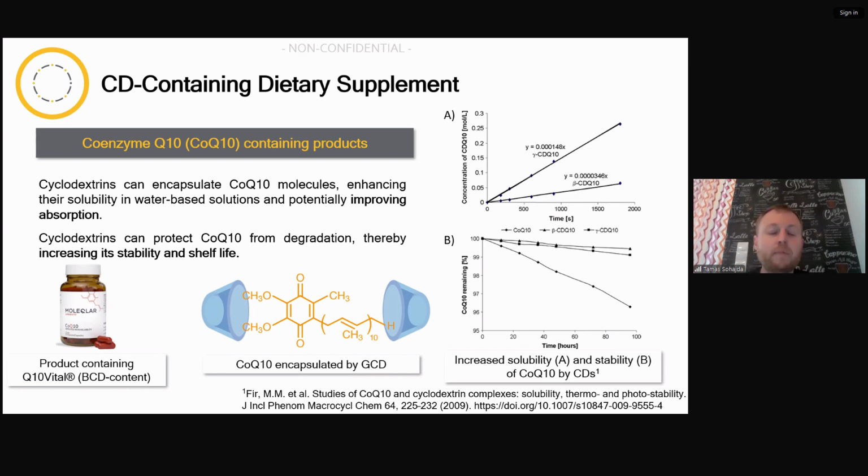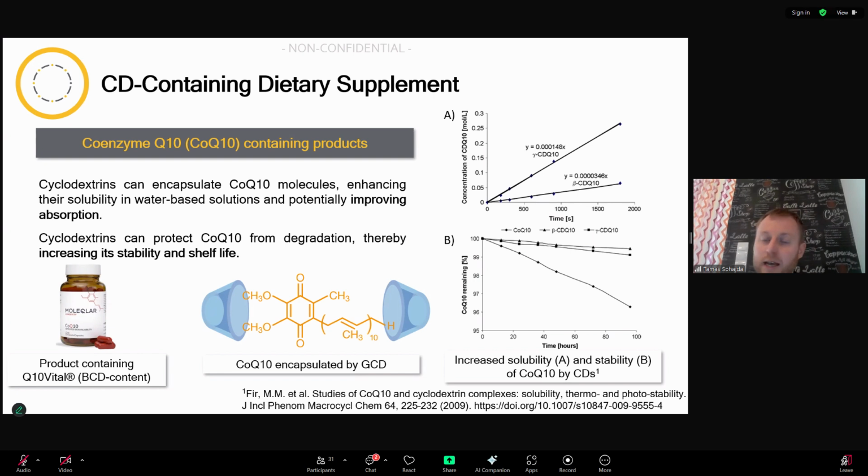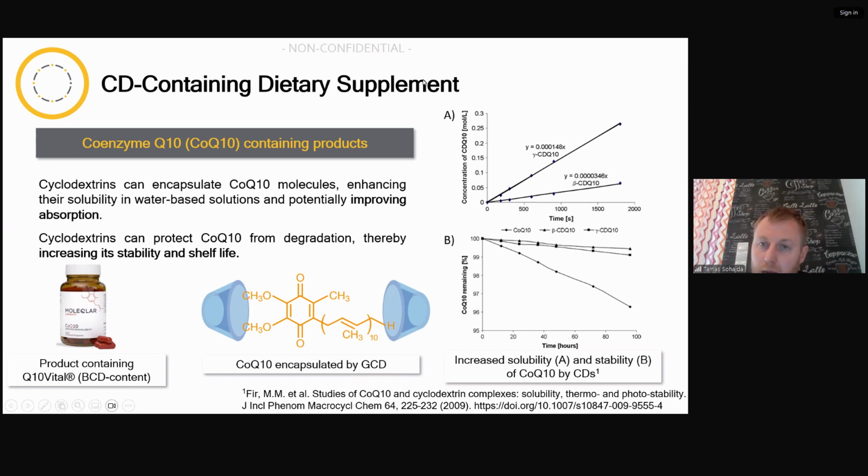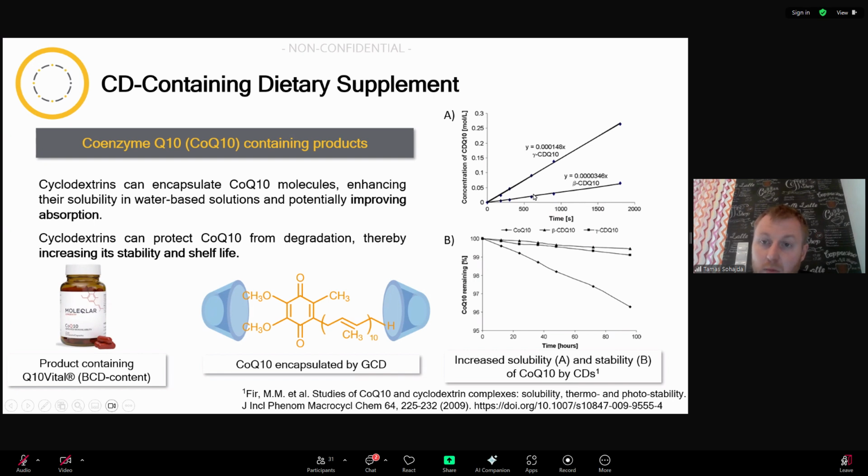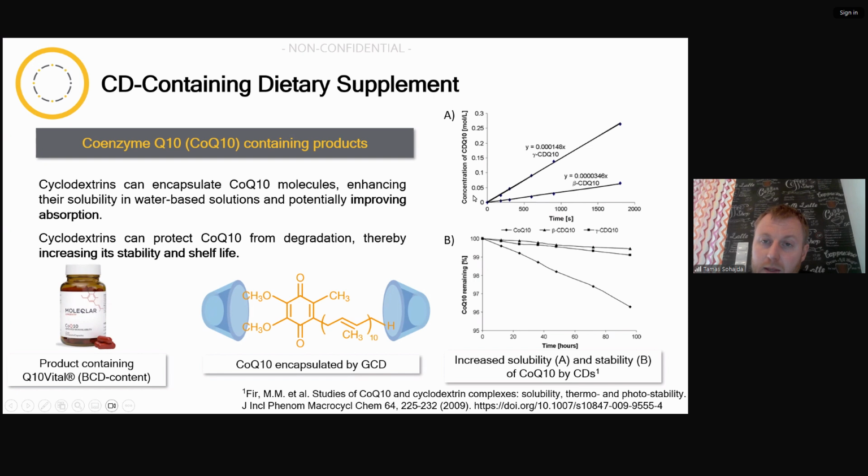So just a few examples of what kind of compounds we can put into cyclodextrin complexes and how that would improve their properties. Usually these will be improving solubility or stability, so improving bioavailability and so on. A very typical example is coenzyme Q10. On figure A of this slide, you can see how much, compared to the benchmark, which is the naked coenzyme Q10, a cyclodextrin complex can improve the solubility of coenzyme Q10.